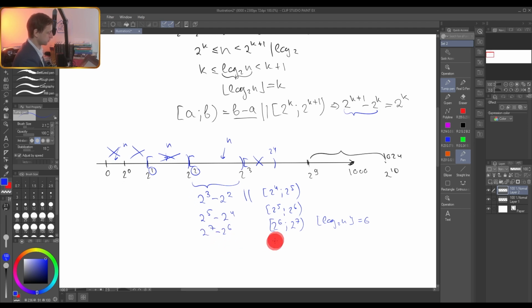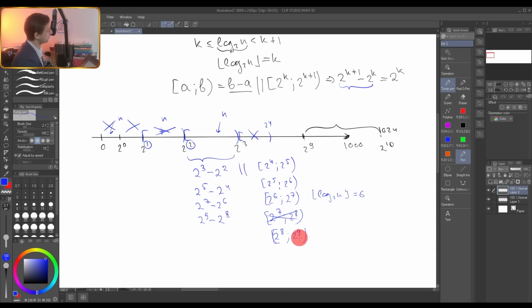Then the next interval from 2 to the power of 7 to 2 to the power of 8 doesn't work for us, because here this value equals 7. And 2 to the power of 8 to 2 to the power of 9 worked for us. So it means that here we have 2 to the power of 9 minus 2 to the power of 8 possible values of n. And finally, 2 to the power of 9 is already 512. From 2 to the power of 9, from 512, we would like to write up to 1024, up to 2 to the power of 10.